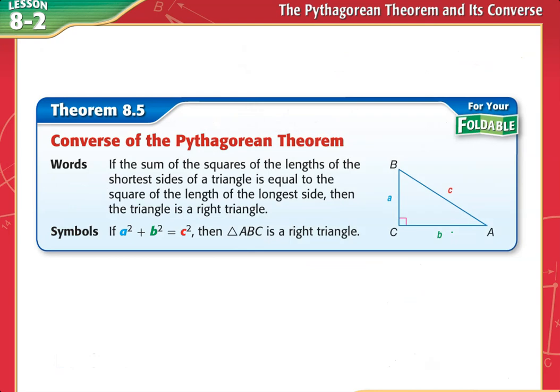Alright, so that was the last example, like I thought. And then here is the converse of the Pythagorean theorem. It basically says, if the sum of the squares of the lengths of the shortest sides of a triangle is equal to the square of the length of the longest side, then the triangle is a right triangle. So by checking that, we can know it's a right triangle. And if it's not a right triangle, then obviously that won't work.